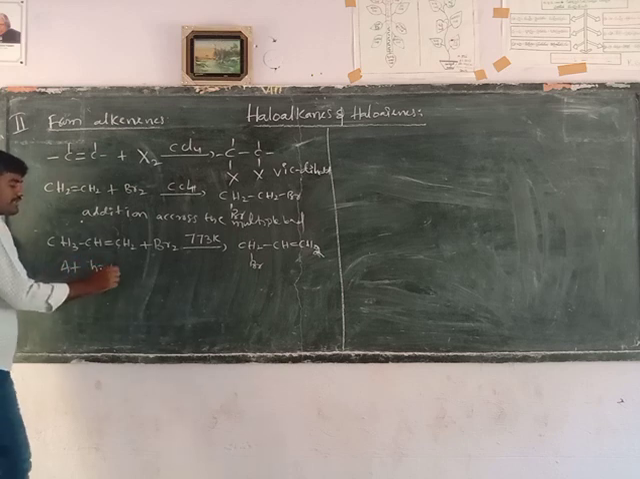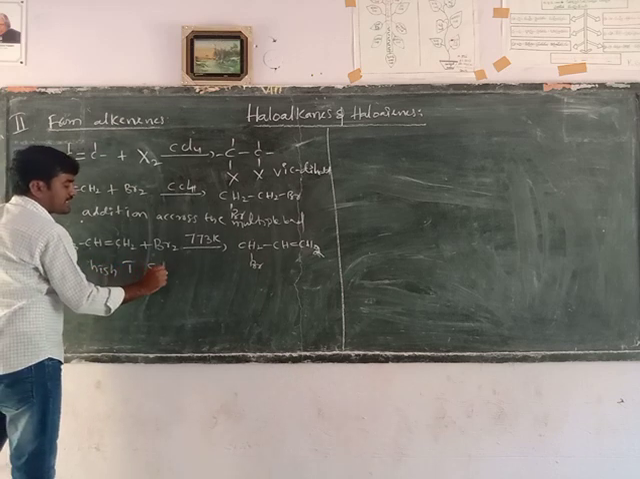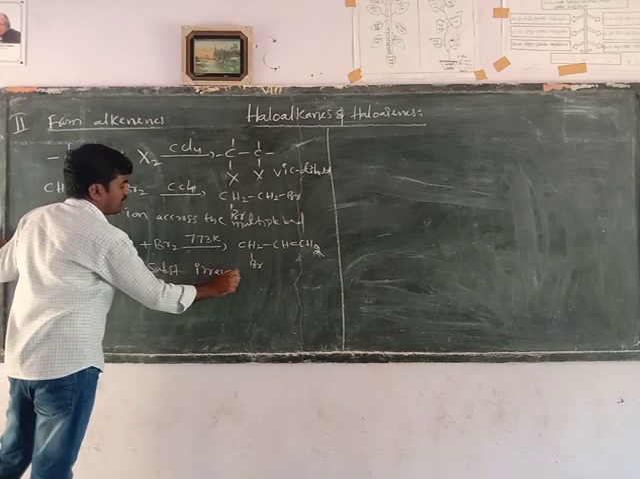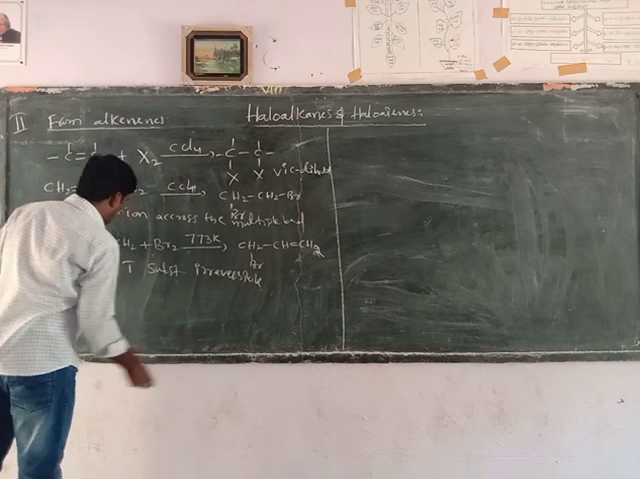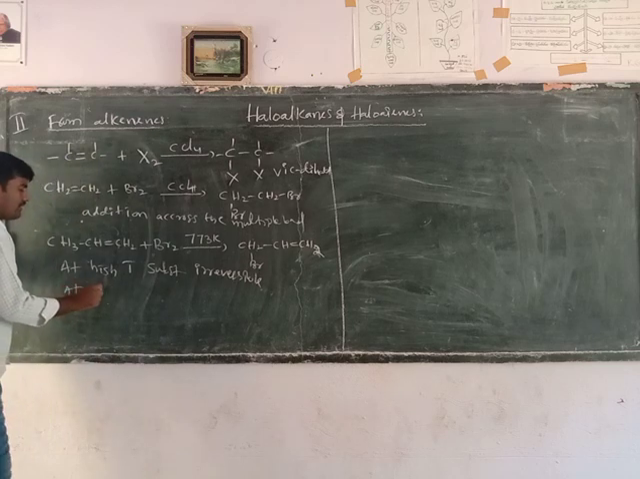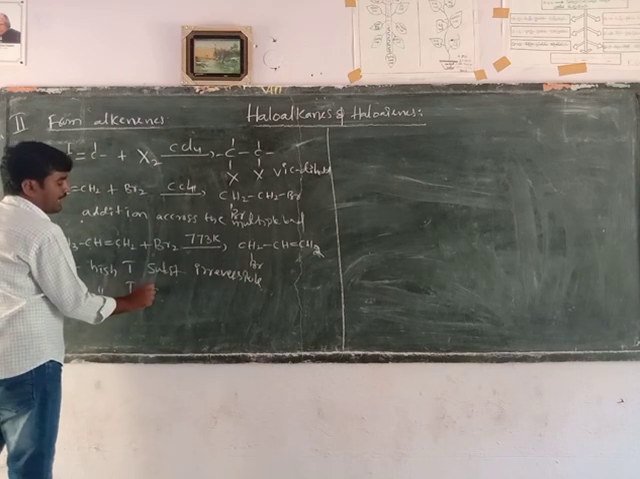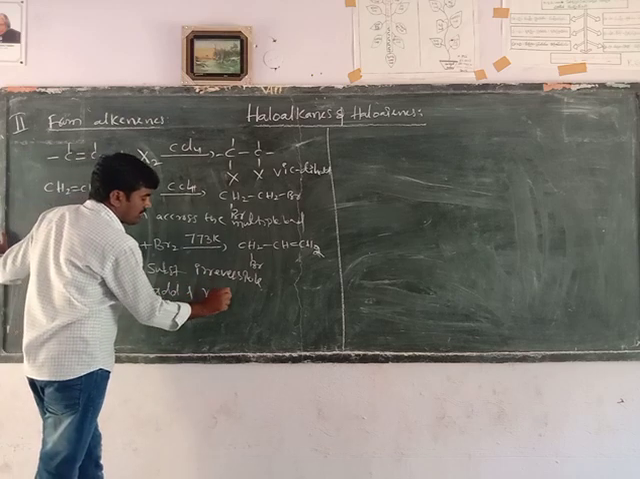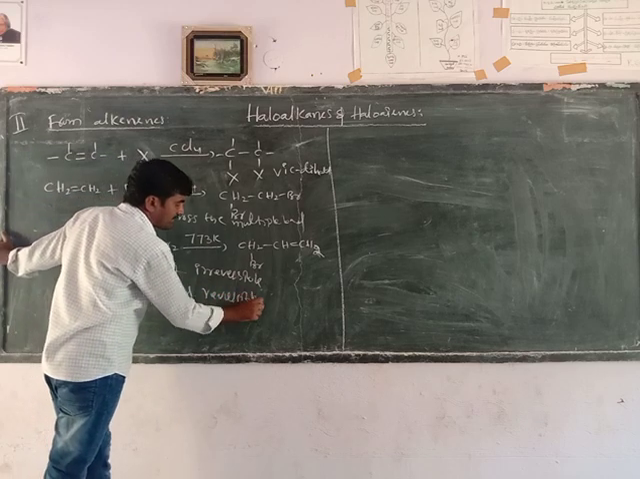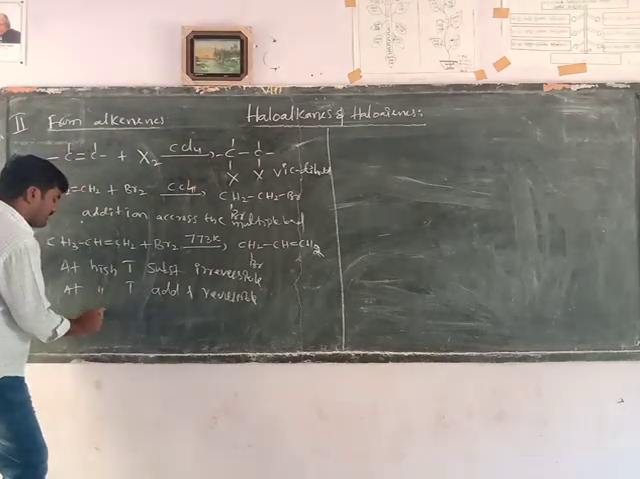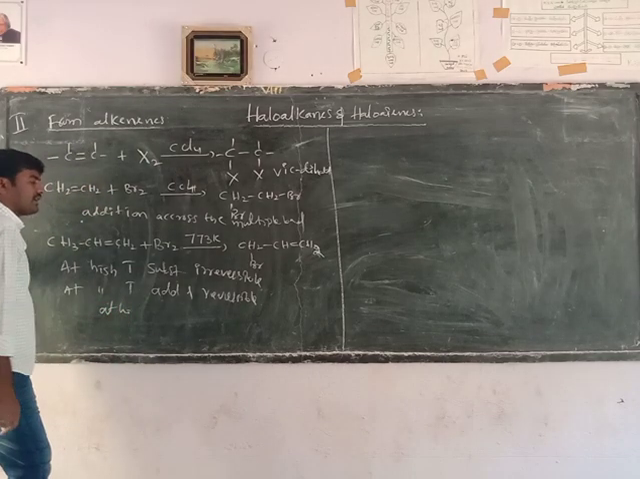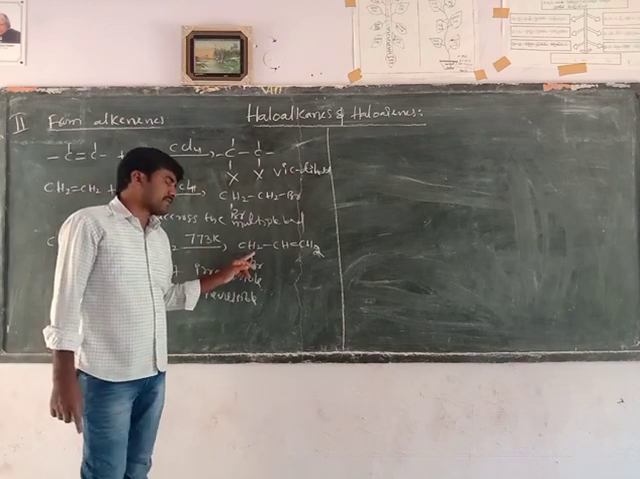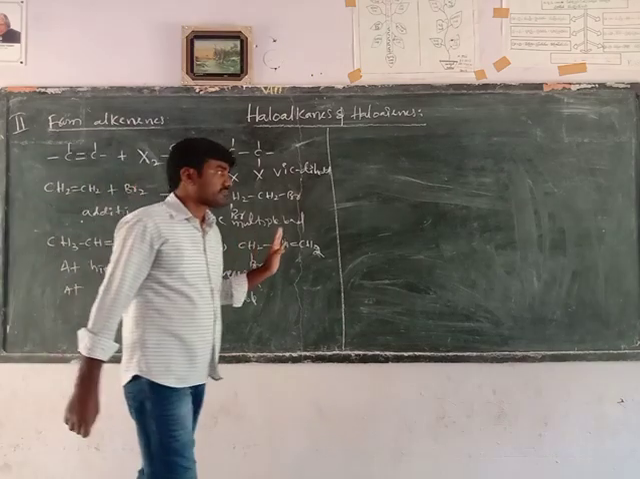At high temperature, substitution reactions are irreversible. At high temperature, addition reactions are reversible. That's why at high temperature, substitution reactions are favorable and the substitution reaction takes place at the allylic position.